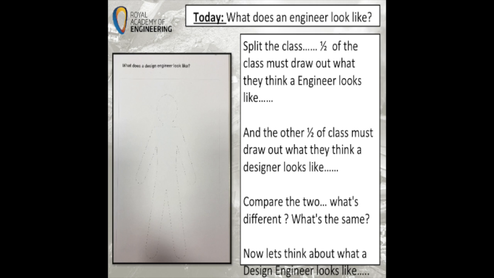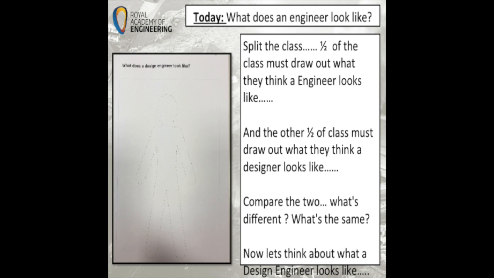Half of you need to be drawing on the paper what you think an engineer looks like. The other half of the class needs to draw out what you think a designer looks like. What I want you to do is have a real good think as to what you think an engineer would actually look like in real life. What do you presume they would be like? What would their characteristics be like?